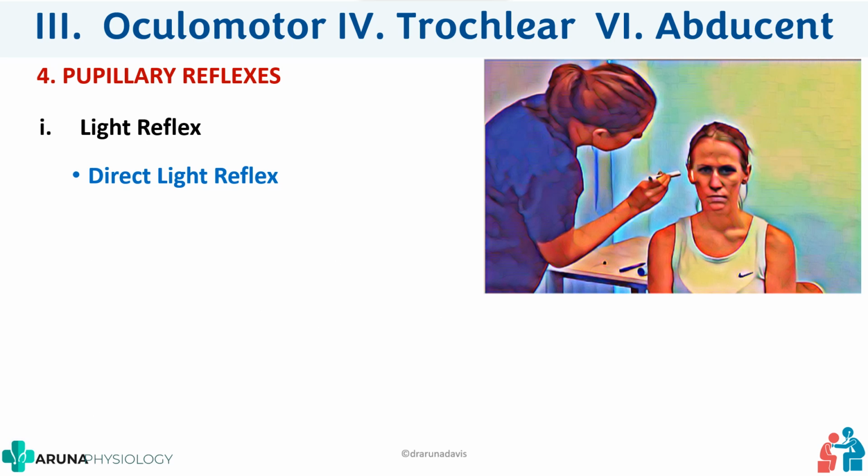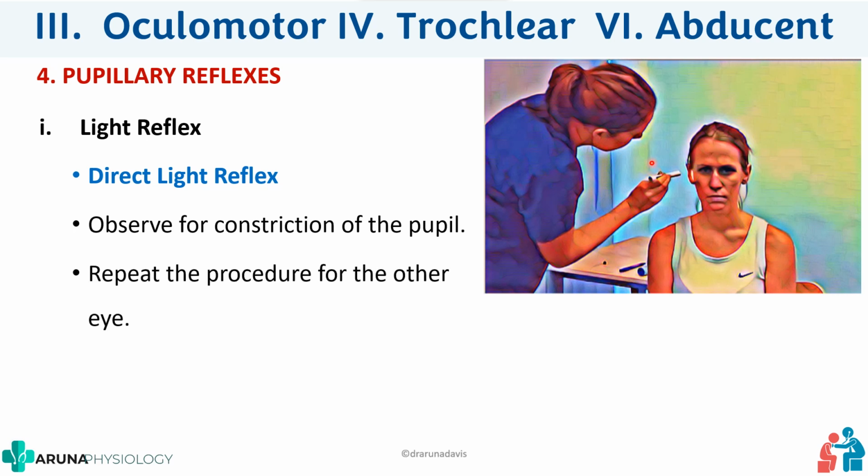And what are we going to observe? We are going to observe for the constriction of the pupil. Now remember, we have to test it on both the eyes. So on both sides, we bring the torch from the side, shine it directly onto the eye and observe for the constriction of the pupil. So that is how you will test for direct light reflex.